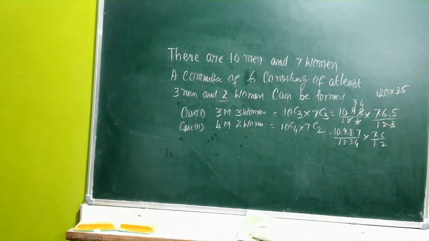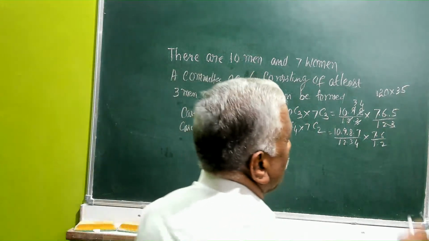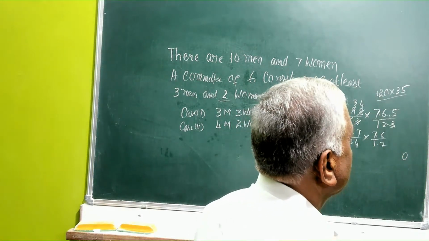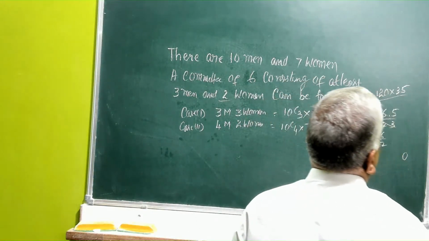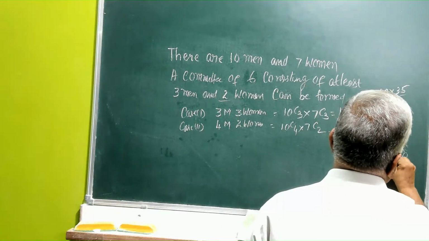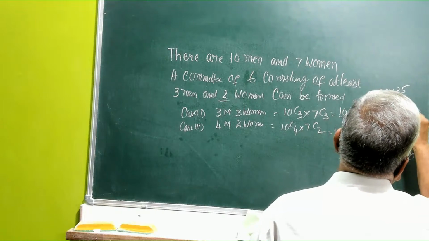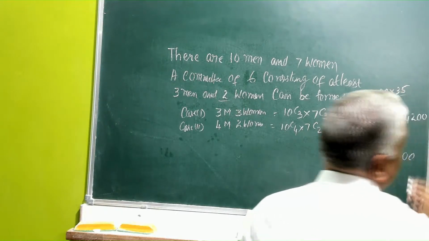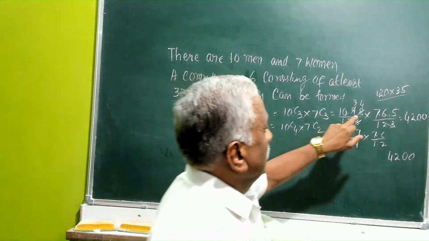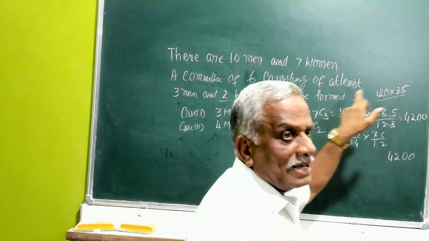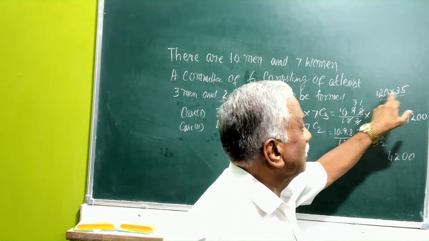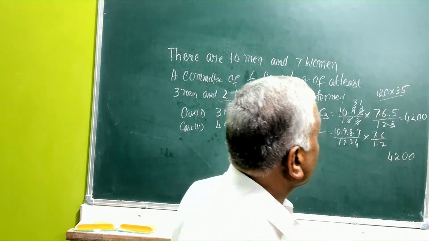How much is that? So if you know the multiplication of 12, 12 5s are 60, and 12 into 3 is 36, so 4,200. You have to be very quick in multiplication. How I multiplied was, I multiplied 12 into 35. So you know the multiplication 12 5s is 60, and 4,200.